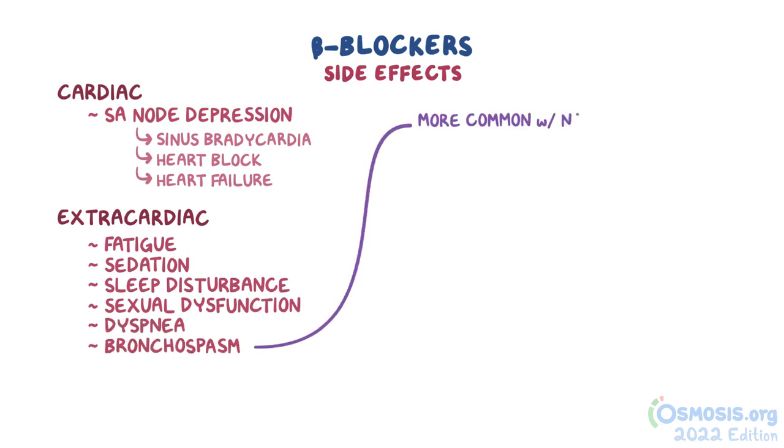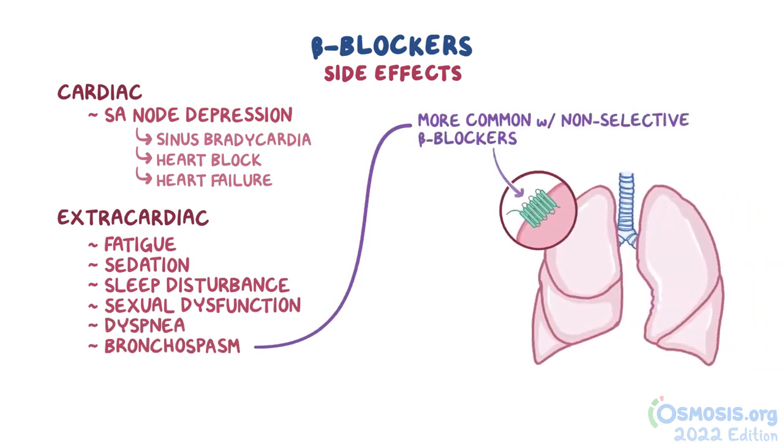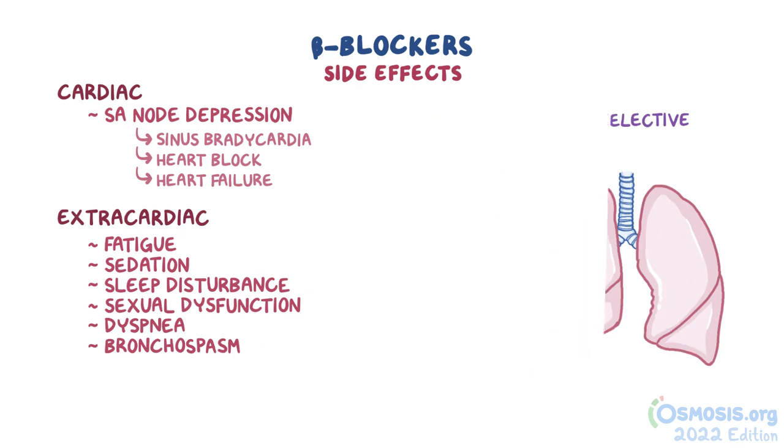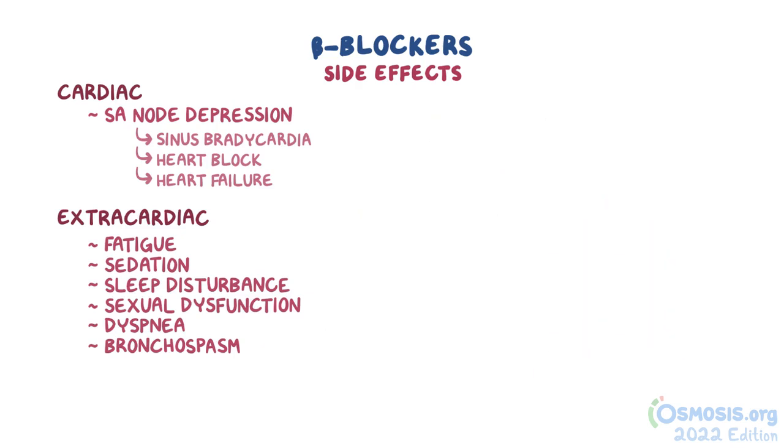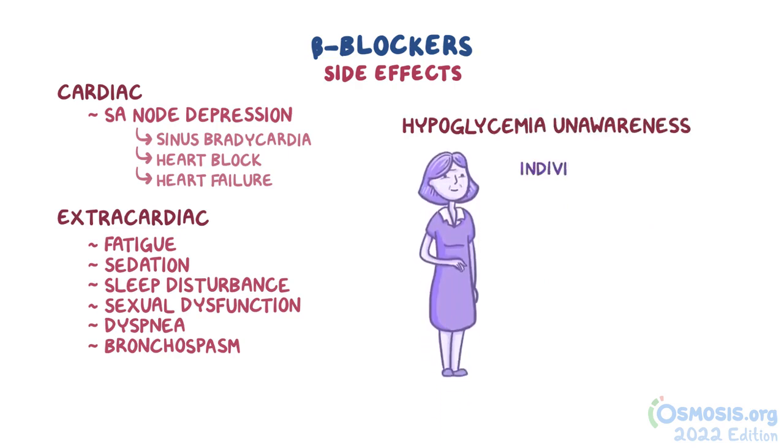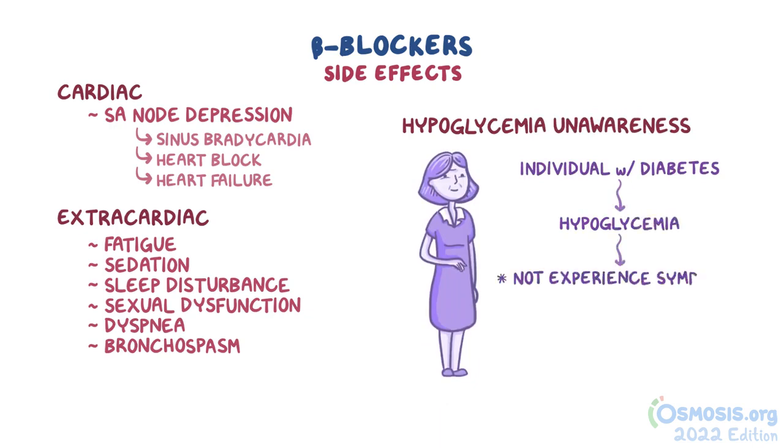Bronchospasm is more common with non-selective beta blockers such as propranolol, due to their effect on beta-2 receptors located in the lungs. Moreover, beta blockers can lead to a condition called hypoglycemia unawareness. This is when an individual with diabetes develops hypoglycemia but does not experience typical hypoglycemic symptoms, which are mediated by epinephrine, like tachycardia, palpitations, tremor, and anxiety.